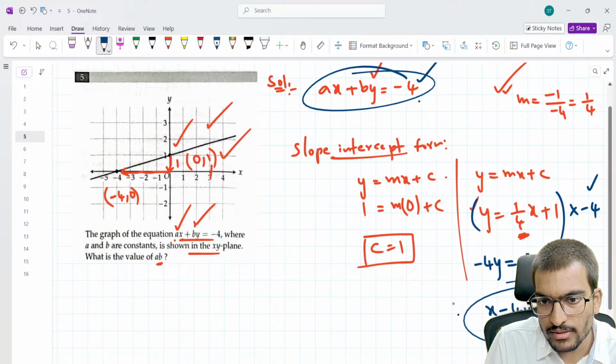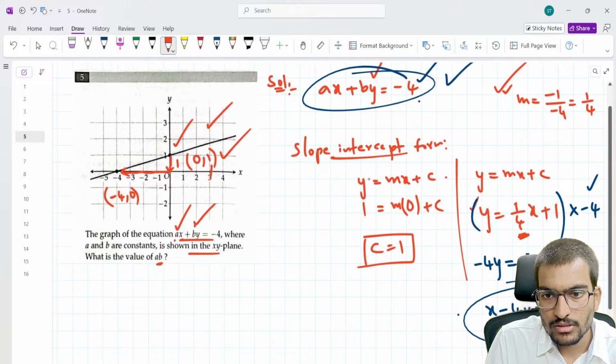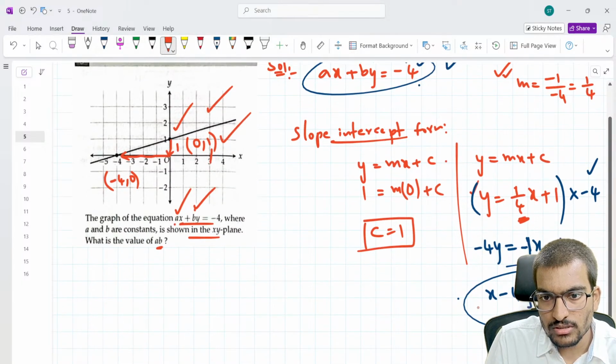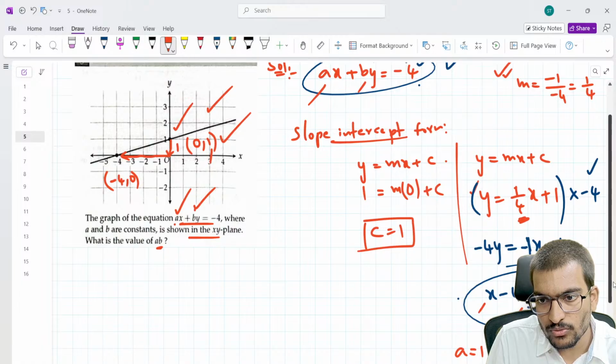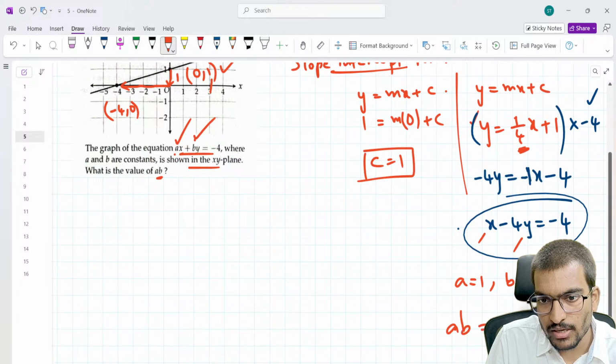If you compare this with this, you get the values of a and b. So what do you see here? If you compare, a is 1, and b is negative 4. If you just multiply a and b, 1 into negative 4, negative 4 is the answer.